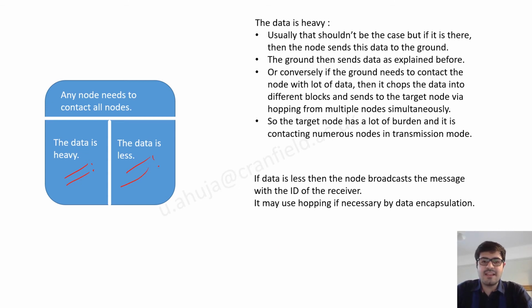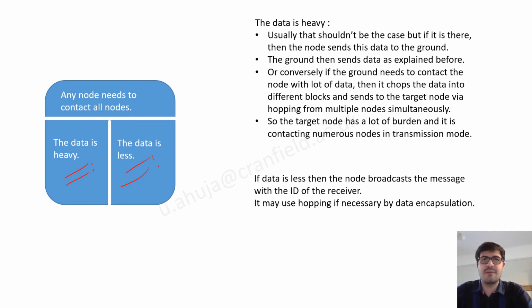So if the data is less, then the node broadcasts the message with the ID of the receiver. It may use hopping if necessary by the data encapsulation. In this case, we haven't defined what is heavy data and what is light data. It basically is subjective to define in this case, okay? So it depends on different cases where the developer has different kinds of chipsets.